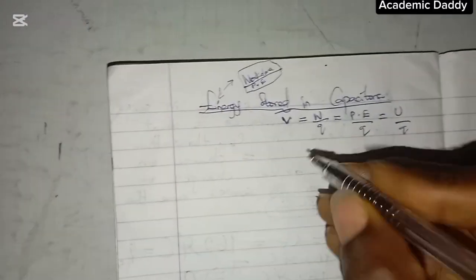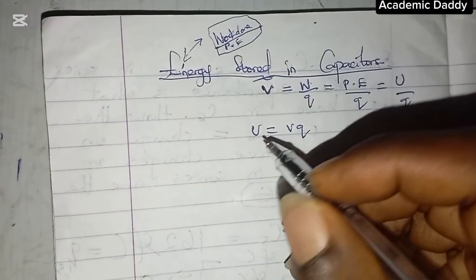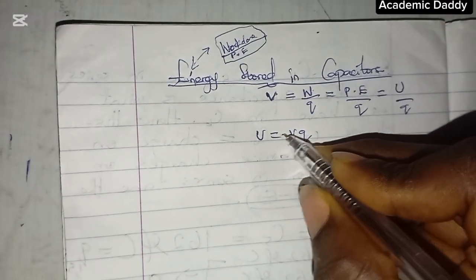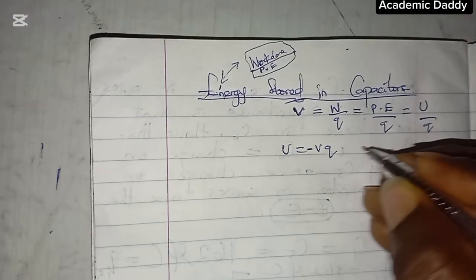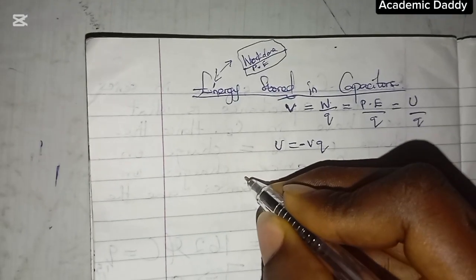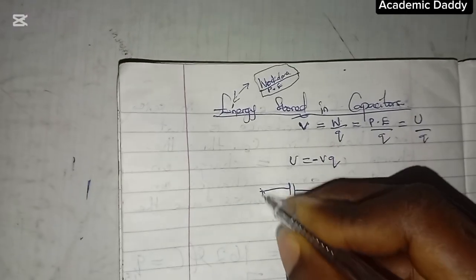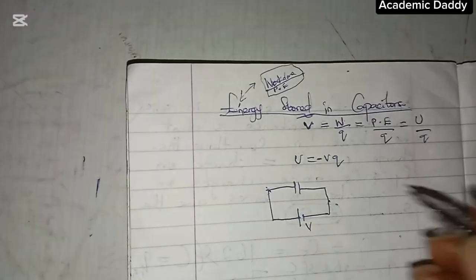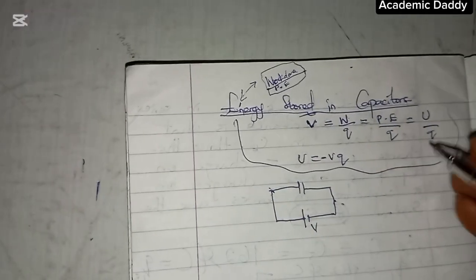So normally, if you want to get this work, you say U equals VQ. So work done is equal to VQ. And we normally say that this will be in the negative direction, if you remember. Or when it has to do with capacitor, let's say this is your capacitor, this is voltage, this is battery. So this is work done in electric circuits.